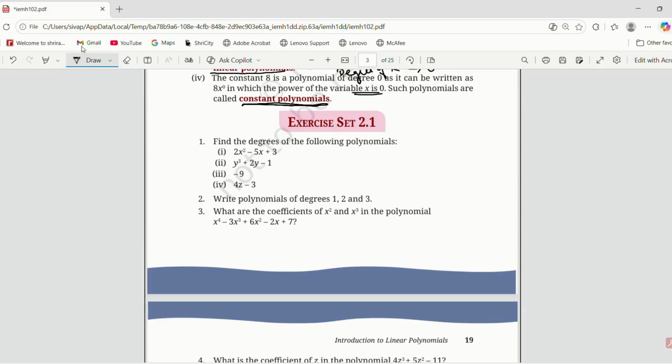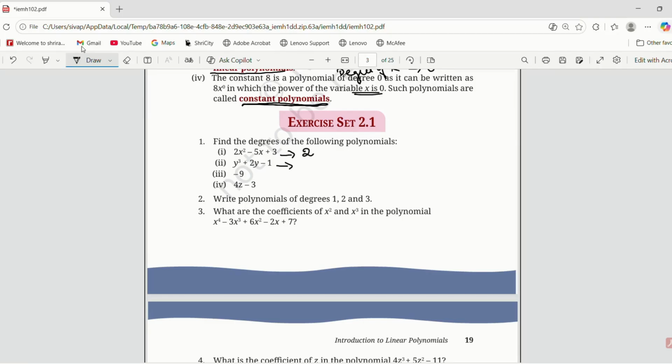In this video, we will continue with the exercise set of 2.1. Here, find the degrees of the following polynomials. In the first polynomial, it is 2x square minus 5x plus 3. They ask about the degrees. We know that degree is nothing but the highest power of the variable. Here the variable is x and the highest power of the variable is 2. So for this question, the degree is 2.